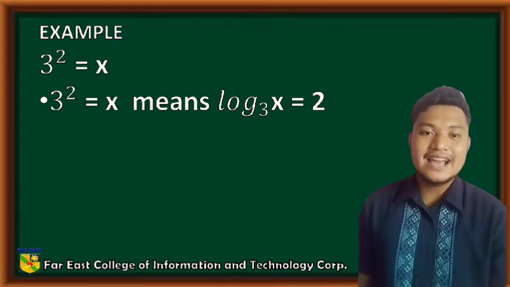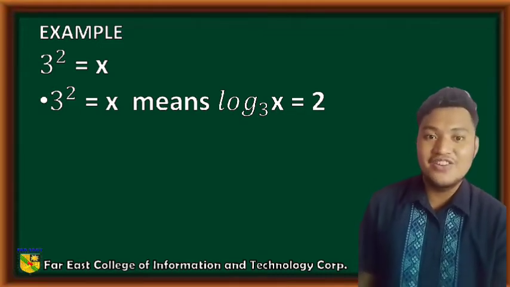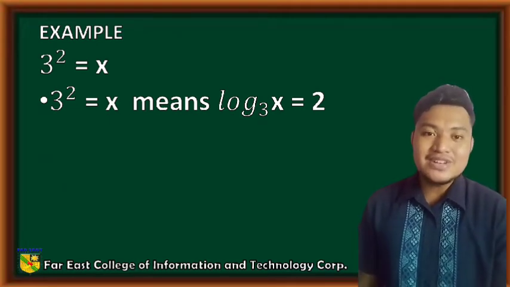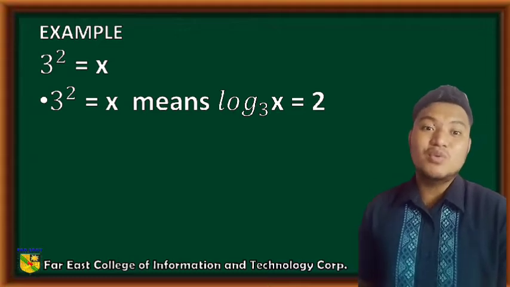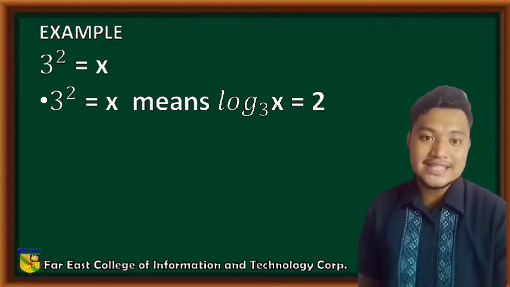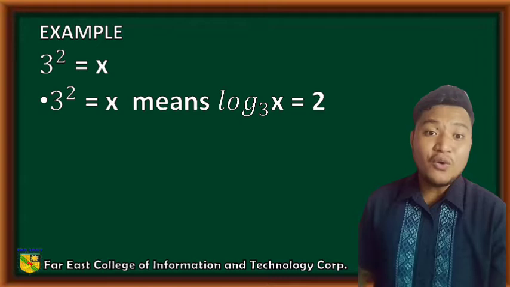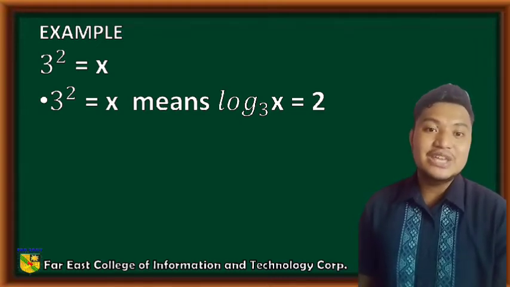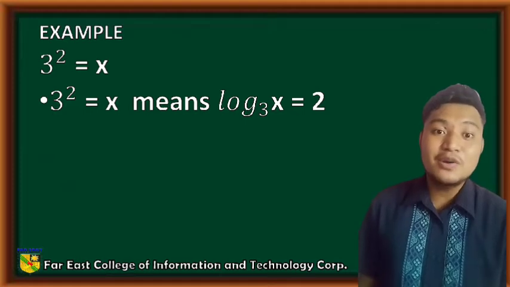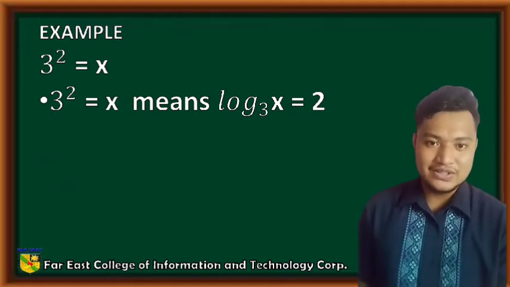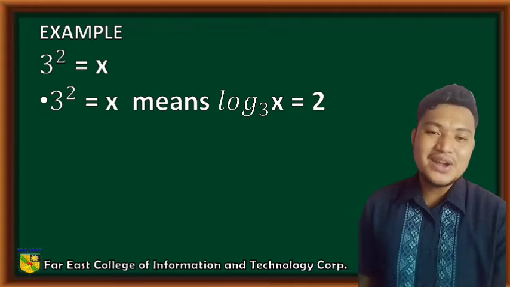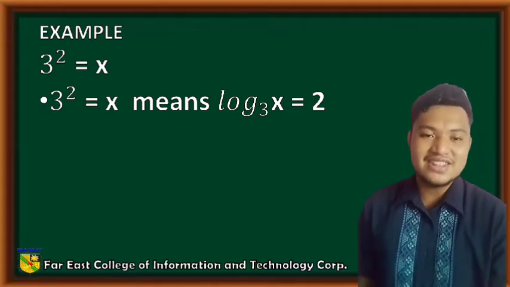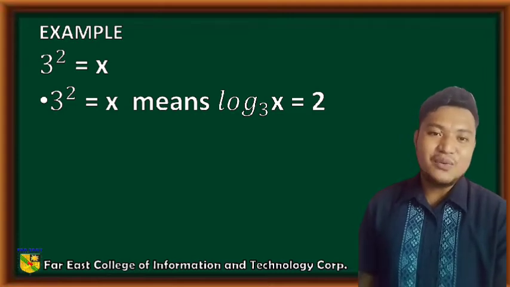Dun natin ilalagay si exponent pag sa logarithmic. Yung x naman, yung nasa labas, ipapasok mo lang siya dun sa equation kasama ni base. Kumbaga, ipagpalit lang natin si exponent tsaka yung x o yung nasa labas. So, 3 squared is equal to x. Ang logarithmic form niya ay log base 3 of x is equal to 2.